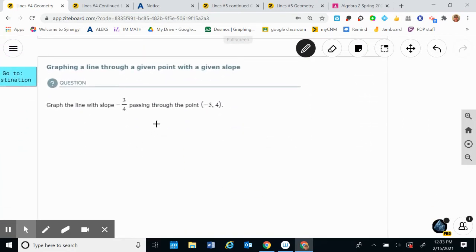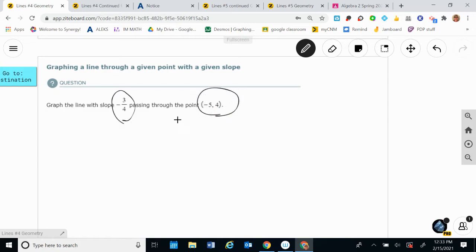Graphing a line through a given point with a given slope. All right, this is a big one. And this is really important. Okay, I will test this one. And I probably will make it an exit ticket. Okay, so here's the thing. It says graph with the slope and the point. They haven't given you the y-intercept, you guys. They only gave you the slope and a point.